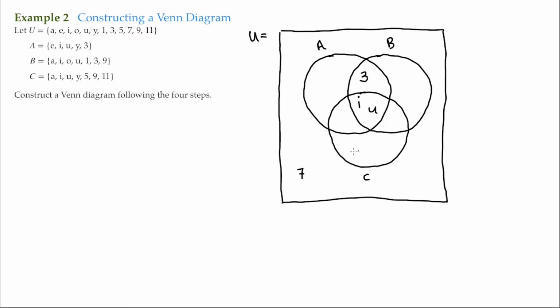And then we go ahead and we continue that around. So I'm going to look here for B and C. And it looks like they have A and 9. They already have I and U. But here I'm going to put in 9 and A. And then we'll finally do where A and C intersect. And it looks like, other than I and U, the only other thing they have is Y.